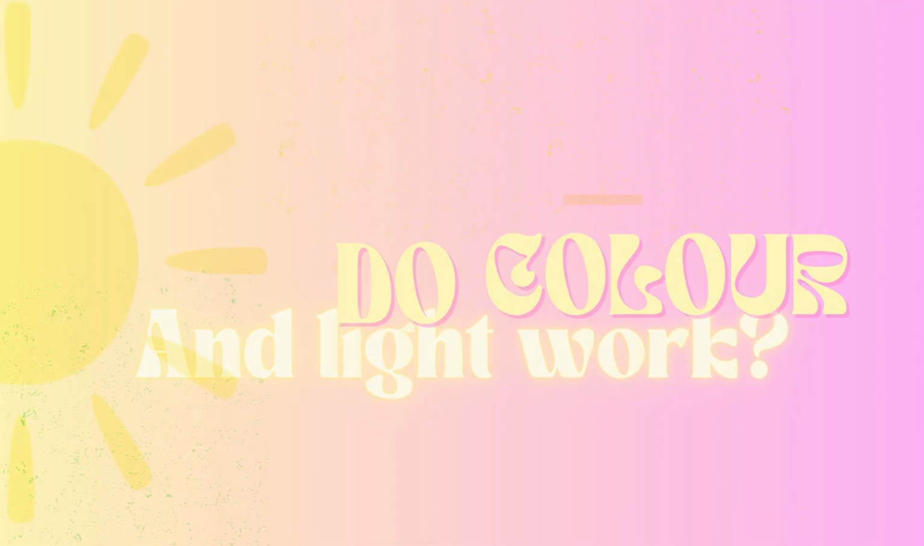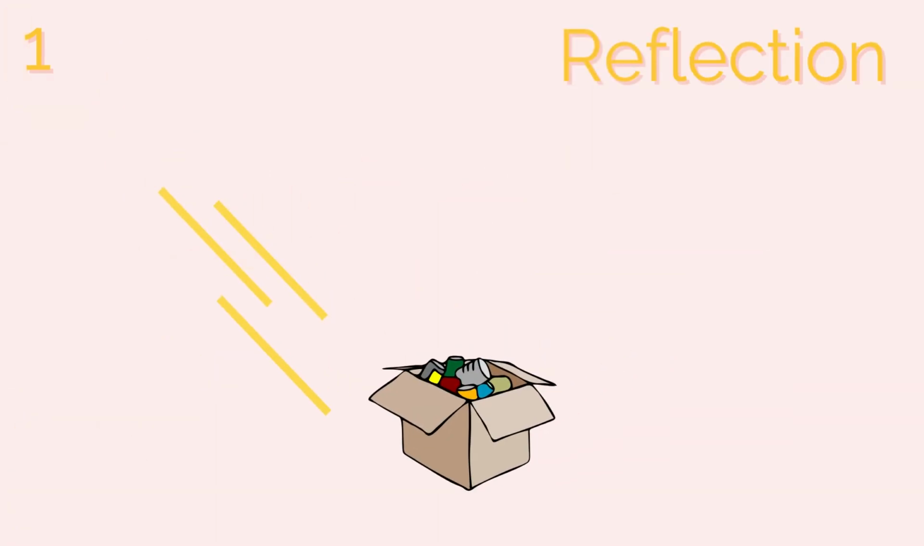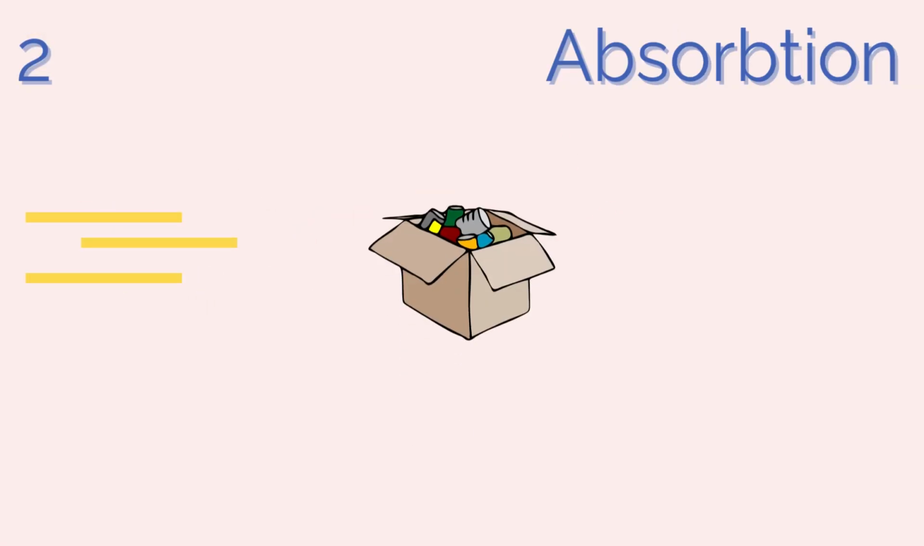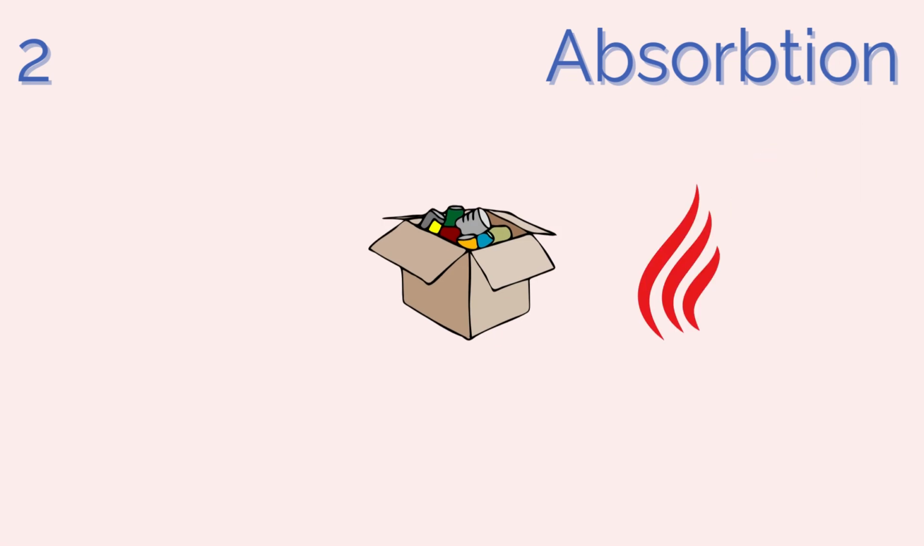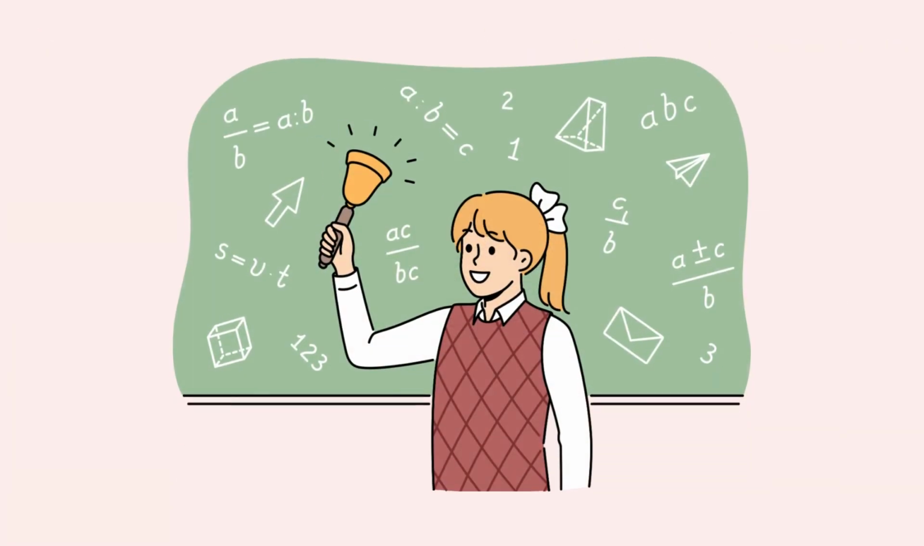But how do color and light work? When light touches an object, three things can happen. First, reflection. Some of the light bounces off the object, and this is the color we see. Second, absorption. The object absorbs the rest of the light, turning it into heat. And third, transmission. Some light passes through the object, like through clear glass.